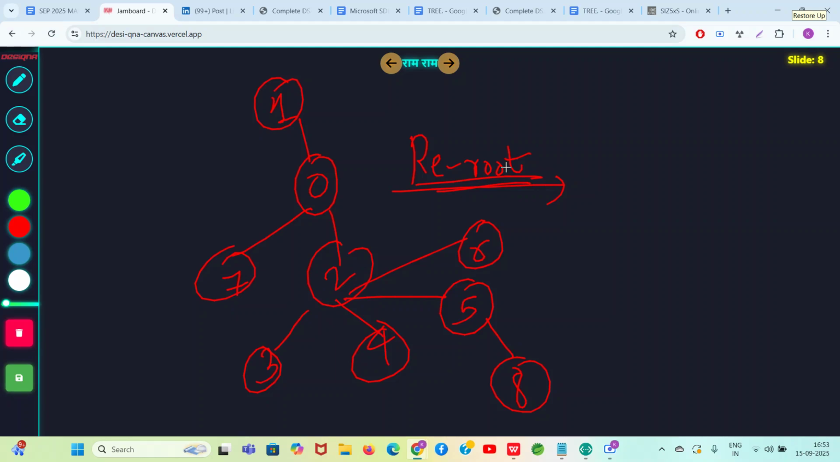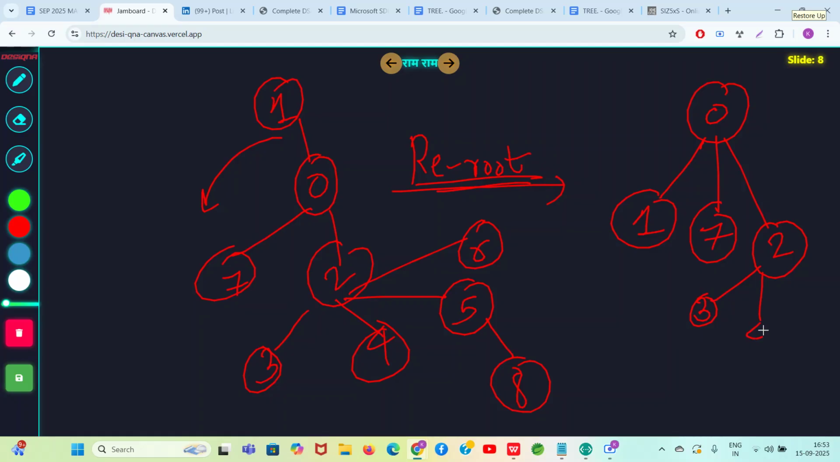Reroot means mold the tree in such a fashion that the zeroth node is at the topmost. So 0 will come here, and this one I will shift down like this. I'm just changing the structure. Now it's looking fantastic, right? So now the procedure becomes very, very easy. Why? Now you know the clear path for all the other nodes except node 0.